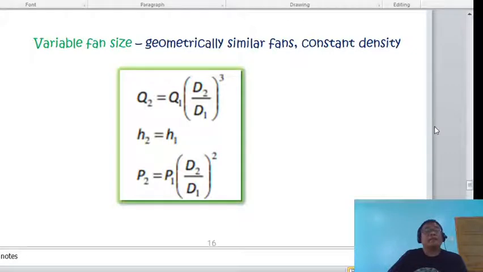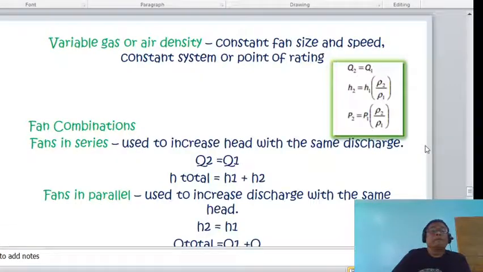Variable fan size: Q sub 2 over Q sub 1 is equal to D sub 2 over D sub 1 cubed. H sub 2 is equal to H sub 1. And for power, P2 is equal to P1 times D2 over D1 raised to 2. Then variable gas or air density, with constant fan size and speed, and constant system or point of rating: Q2 equals Q sub 1, H2 equals H sub 1 times density 2 over density 1. Take note, class, that the speed is eliminated here because the speed is constant. And for P sub 2, that is equal to P sub 1 times density 2 over density 1.